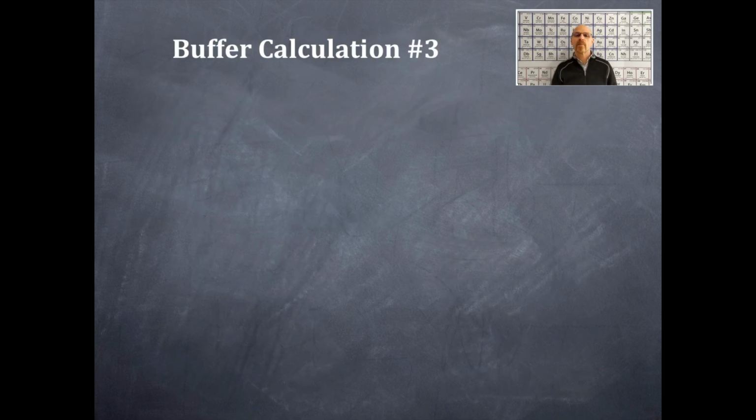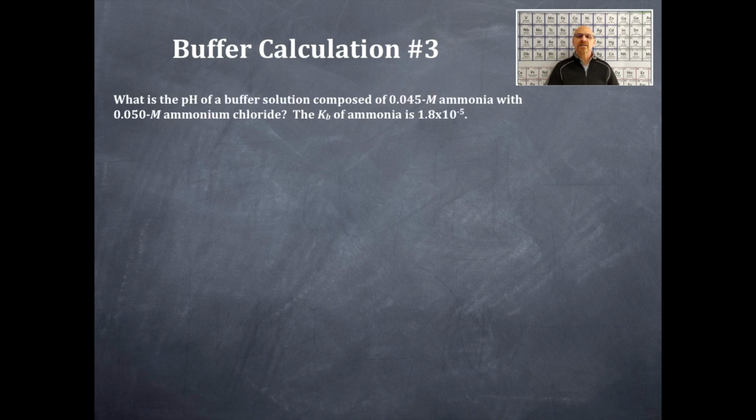So today we're talking about buffer calculation number 3. Okay, so what is the pH of a buffer solution composed of 0.045 molar ammonia, that's NH3, with 0.050 molar ammonium chloride, that's NH4Cl. The Kb of ammonia is 1.8 times 10 to the negative 5.